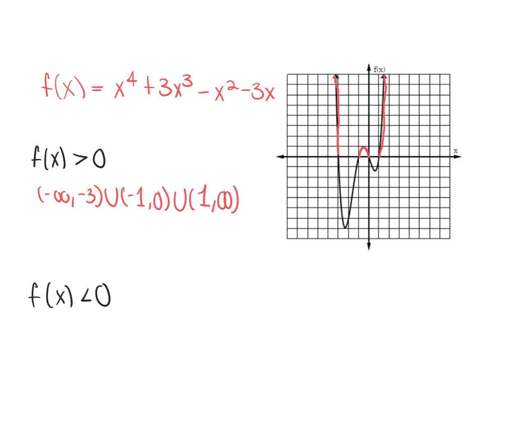And then f of x is less than 0 in the remaining intervals, which is here to here, which is negative 3 to negative 1. And then from 0 to 1, which is this part here.